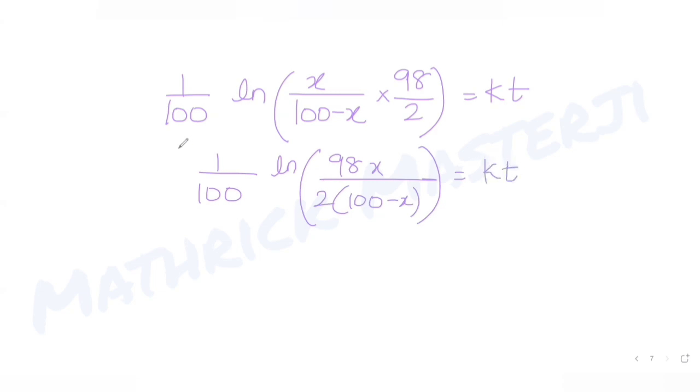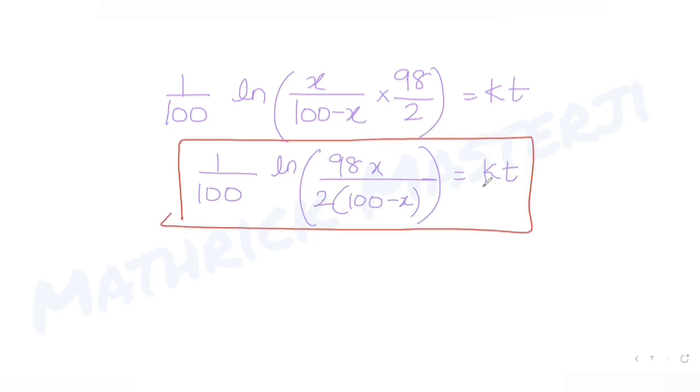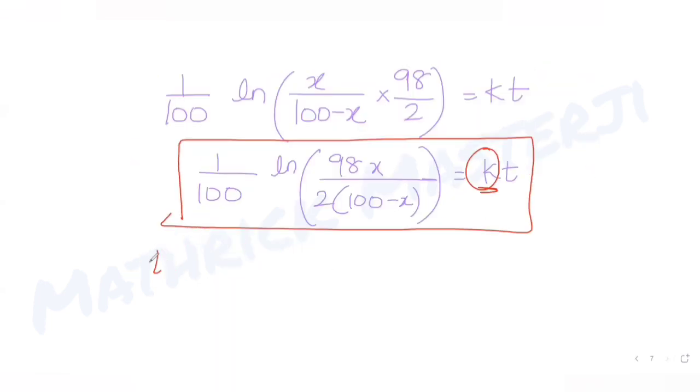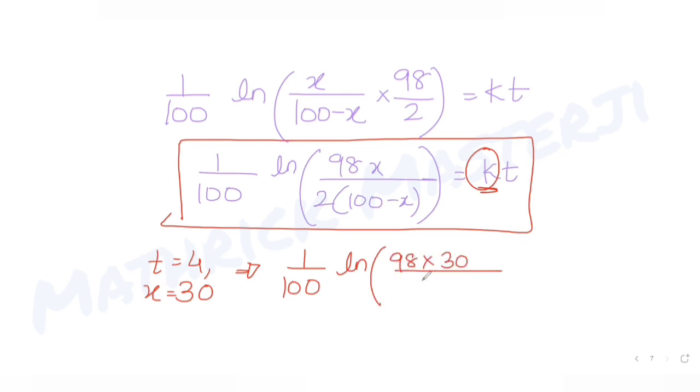Now let's use the other idea that was given to us, so that we get the value of this constant of proportionality as well. It told me that when time is 4 days, the number of infected students is 30. So when t is 4, x is equal to 30. If I use that here, I get 1 over 100 log of 98 into 30 over 2 into 100 minus 30, which is 70, is equal to k into t. T in this case is 4, so I'll put that as 4 instead of t. So this is 4k.